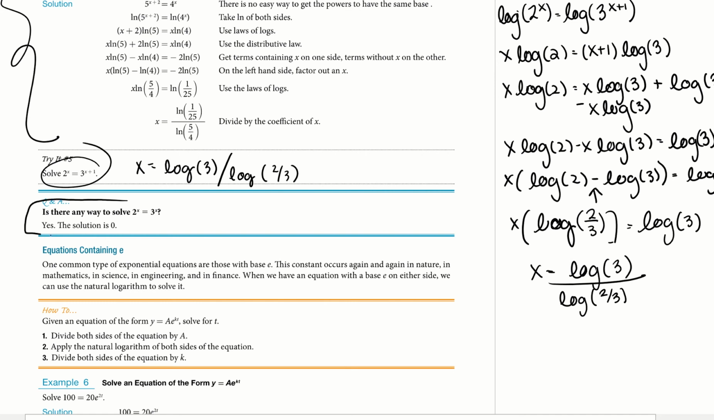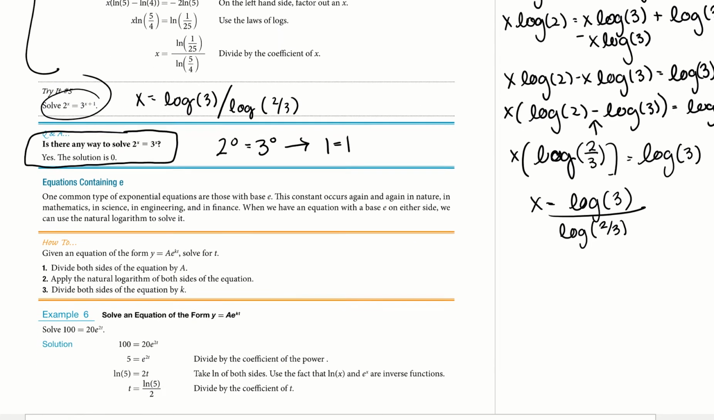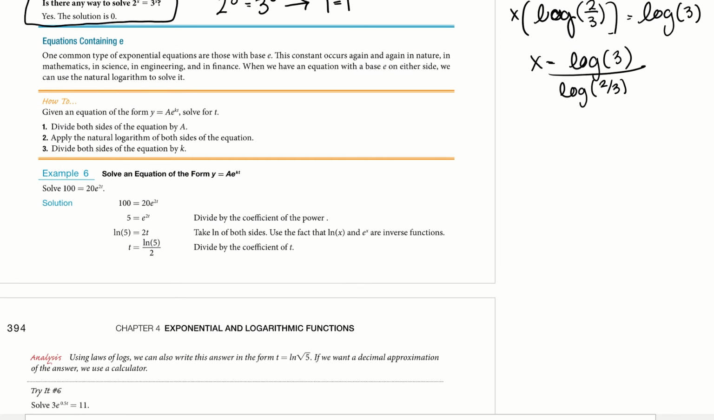Here, this is an interesting thing to note. Any bases that aren't the same, but that just have x as a single exponent, 0 will solve both of them, because 2 to the 0 equals 3 to the 0. What you get is 2 to the 0, anything to the 0 equals 1, and that's true. So if we have anything involving e, we have to use the natural logarithm.